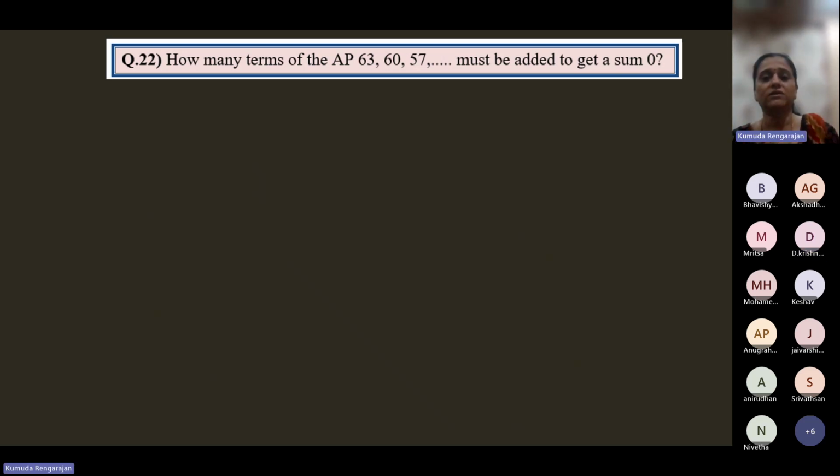How many terms of the AP must be added to get sum 0?